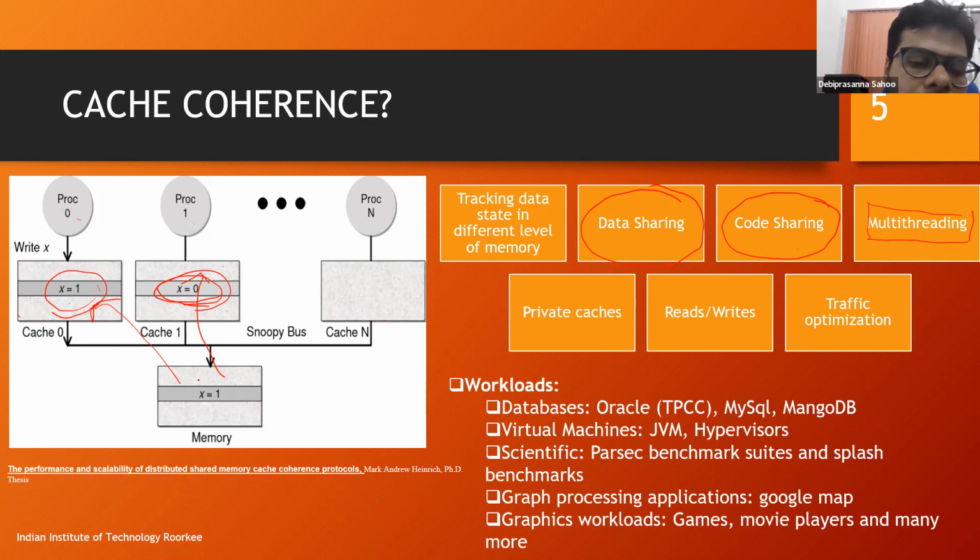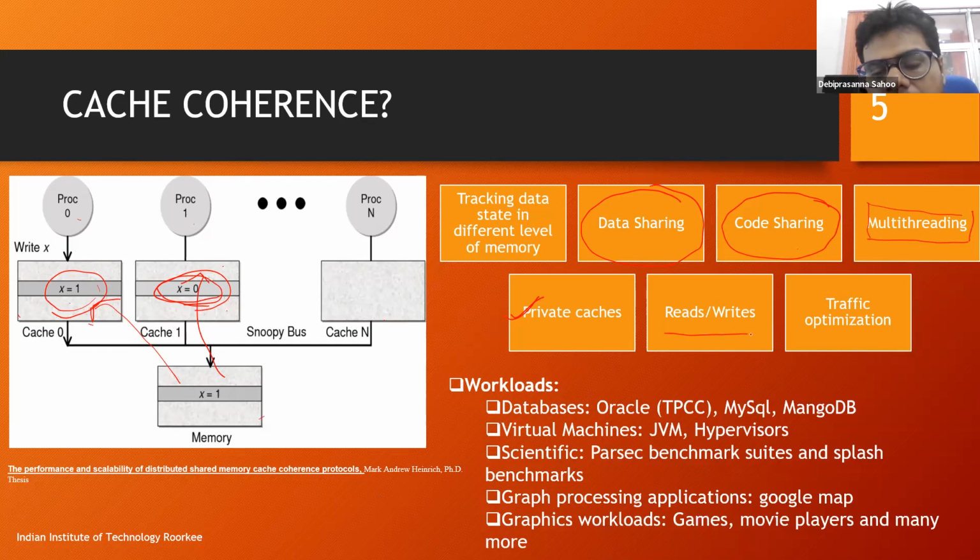Another reason of getting into coherence scenario is enabling private caches. Imagine that everything would have been shared. If all the cores would have been sharing the cache, then this scenario might not have come in. But since you have private caches, let's assume that you have two cores and both the cores are having L1 cache as private, then only this kind of scenario comes in. If they would have had a shared cache, then this kind of scenario won't have come in.